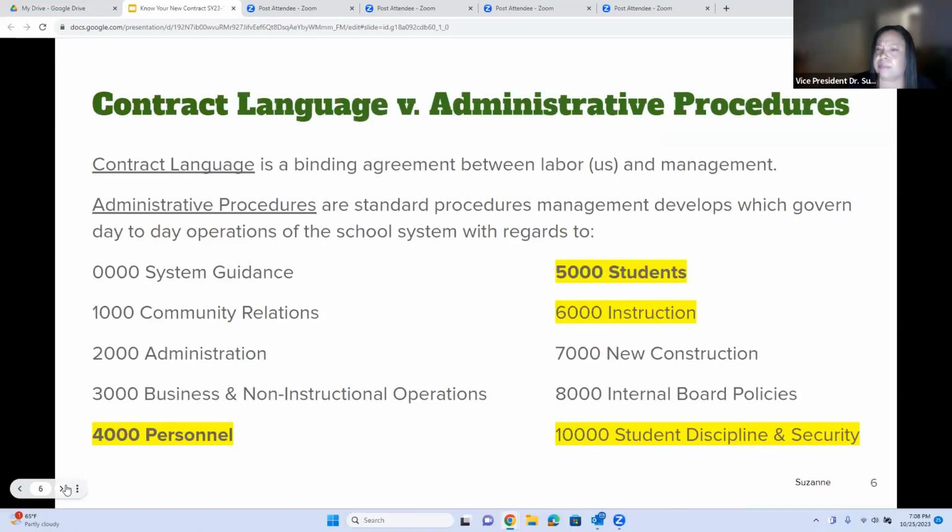Contract language versus administrative procedures. So contract language is a binding agreement enforceable by law between the labor, which is us, and management, whereas administrative procedures are standard operating procedures that management develop to govern day-to-day operations of the school system with regards to system guidance, community relations, administration, business and non-instructional operations, and the ones that most pertain to us, 4,000 personnel, 5,000 students, 6,000 instruction, and of course, the student code of conduct. We also have new construction and internal board policies.